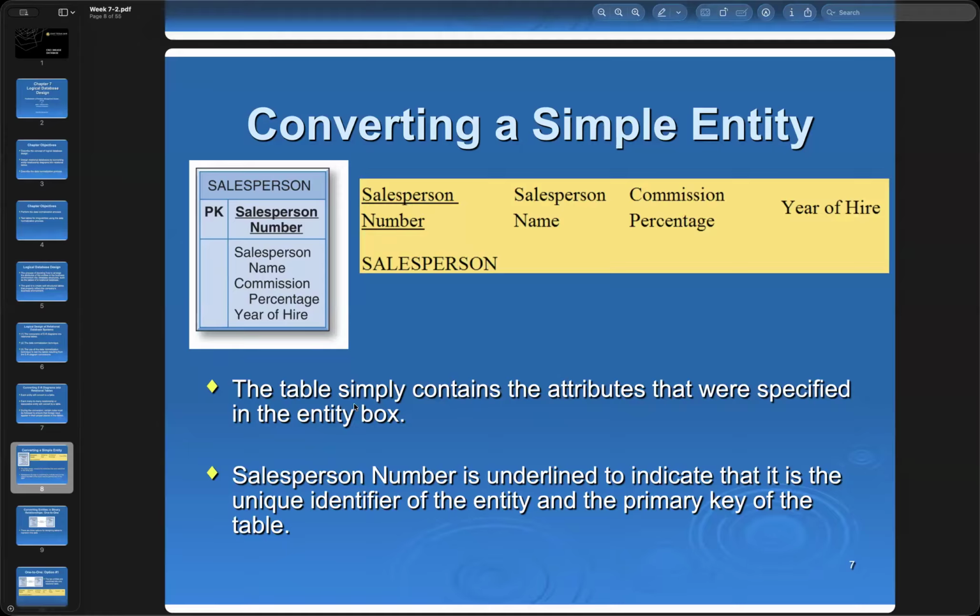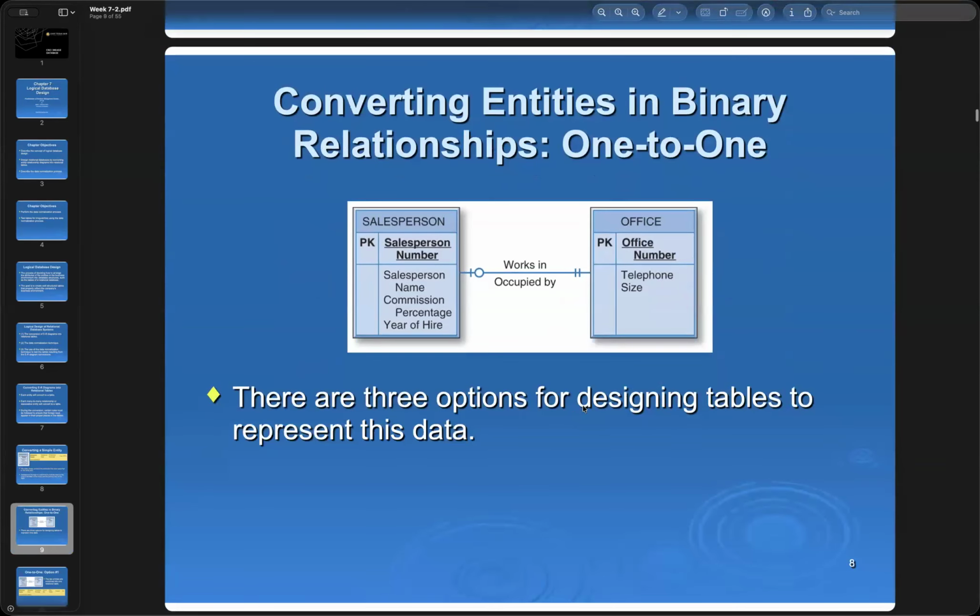Here it will be the table symbol containing the attributes we specify, called the entity box. The salesperson number we're going to underline to indicate that it's a unique identifier, the identity of this entity. So it also is the primary key of the table. Okay, so here's the step.